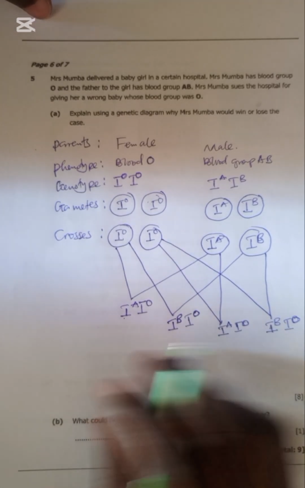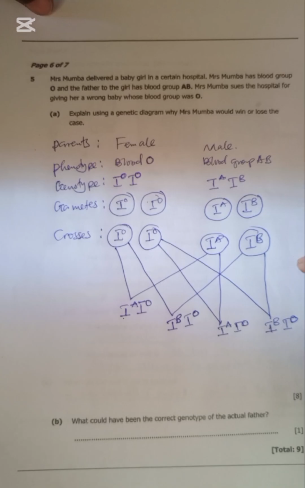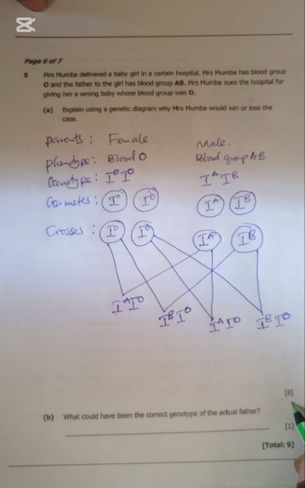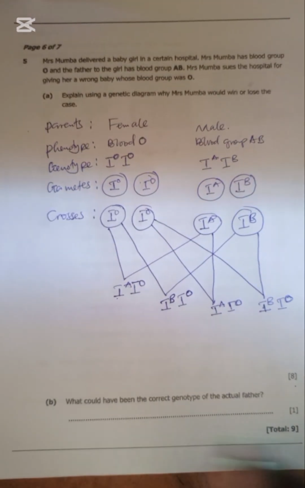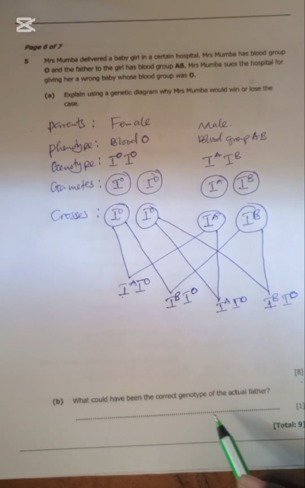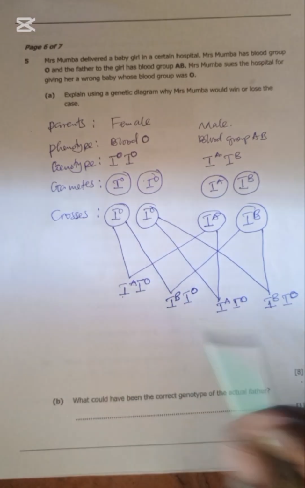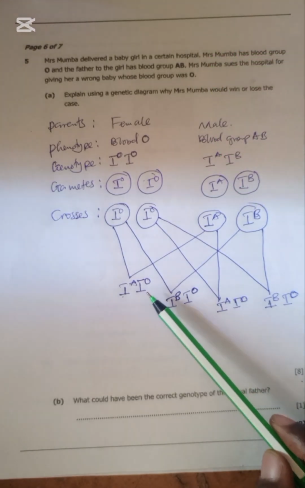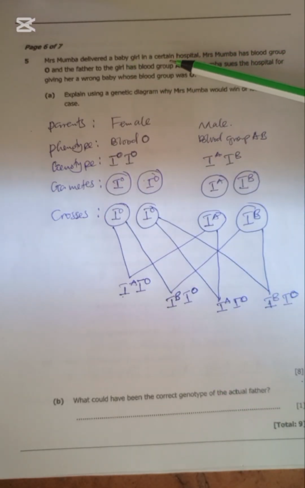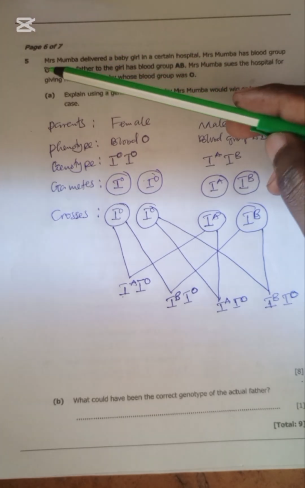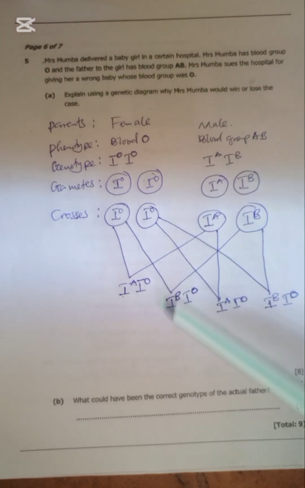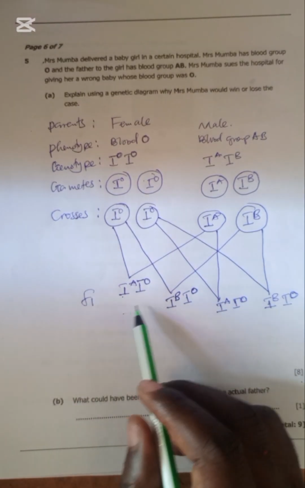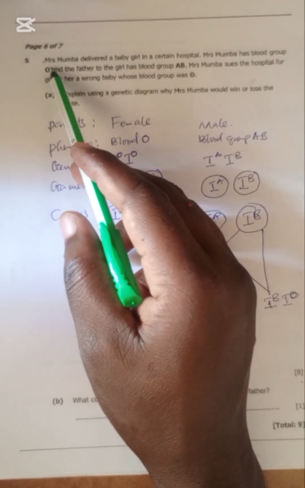Now, the next question. So we've shown our genetic diagram, and by doing this, you are given the 8 marks indicated at the end of the question. And then the last question is saying, what could have been the correct genotype of the actual father? Now, before we come to this, we need to understand that we've not yet made our conclusions. Let's look at the genotypes. Remember that the baby they want here should have a blood group of O. Now, among the offspring in the first filial generation, we don't have a baby with blood group O.